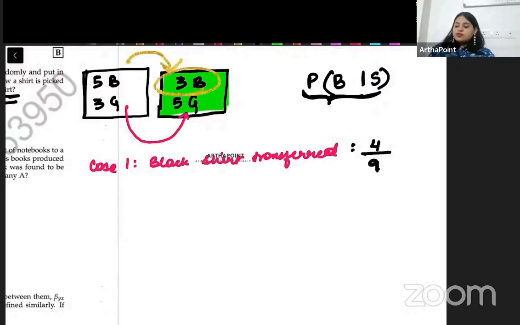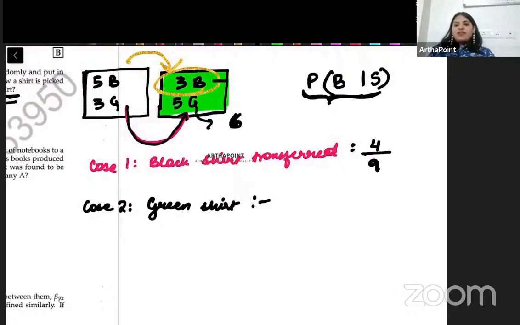Case 2: when I would have transferred a green shirt. So beta, when I transfer a green shirt, there would have been 6 green shirts. Black would have remained at 3. So the probability of choosing a black would have been 3 out of 9 shirts.